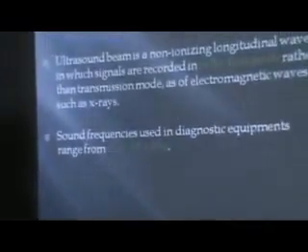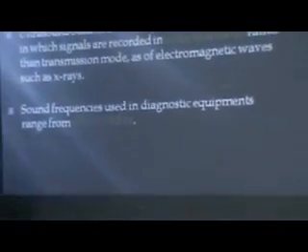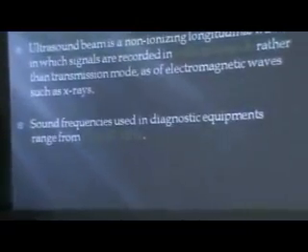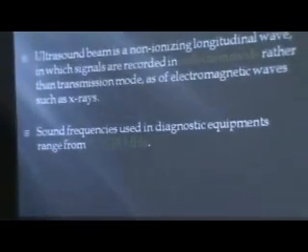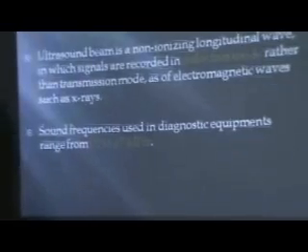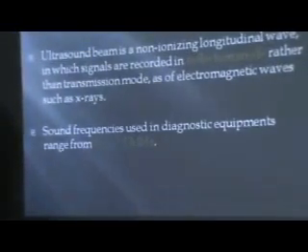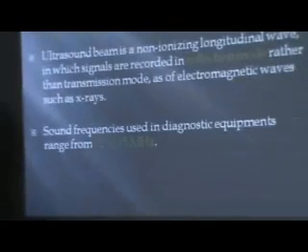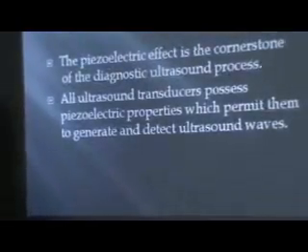Sound frequencies in diagnostic equipment range between 2 megahertz and 50 megahertz. Normally all the waves with frequency more than 20,000 hertz are labeled as ultrasound waves. But in our instruments, the sound waves being used are high frequency sound waves. Their frequencies are between 2 megahertz and 15 megahertz. Mega means million cycles per second. So the equipment which we use has a frequency between 2 and 15 megahertz.